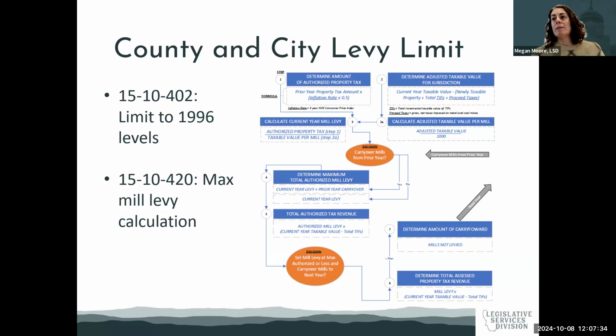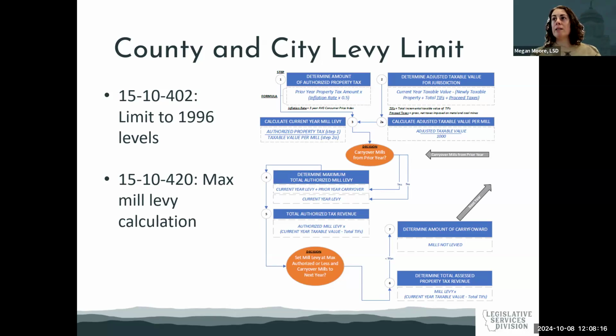So moving through the steps of the graphic, the first step is to determine the amount of authorized property tax. The way this is done is to take the prior year property tax amount and adjust it by an inflationary factor. That inflationary factor is the 3-year average consumer price index divided in half. Set that amount aside in your mind for a moment. At this point, we're going to determine the taxable value for the jurisdiction to use in this calculation. We'll start with the current year taxable value that is certified to the jurisdiction by the Department of Revenue.